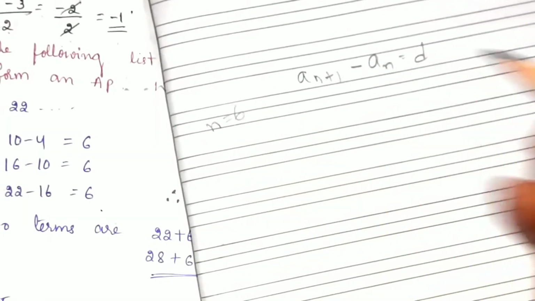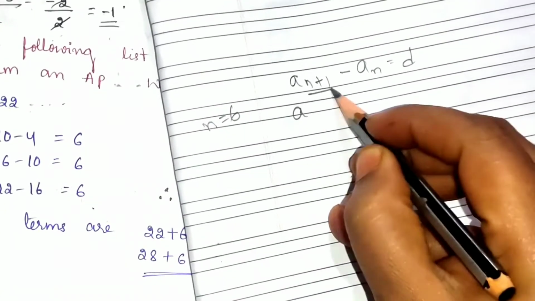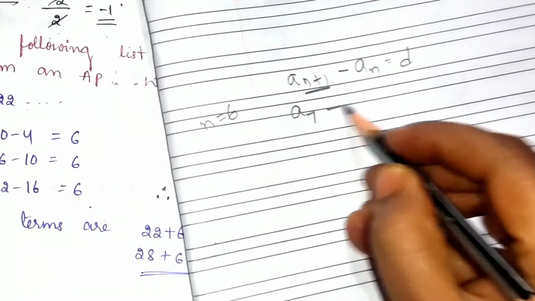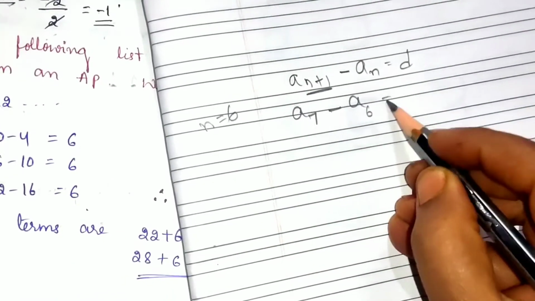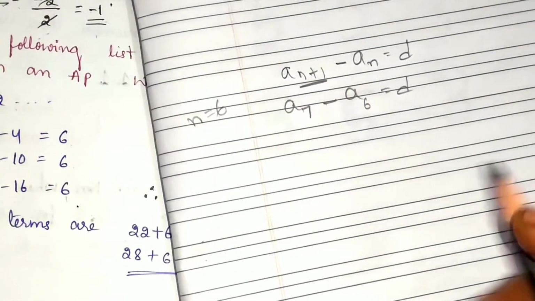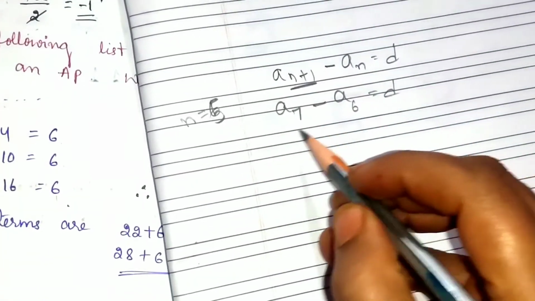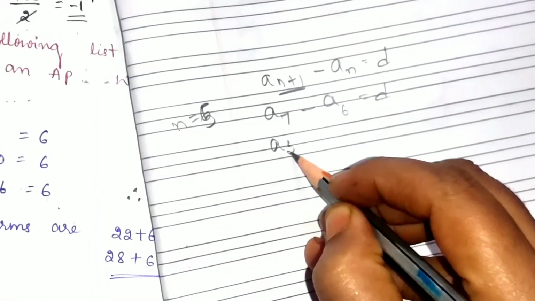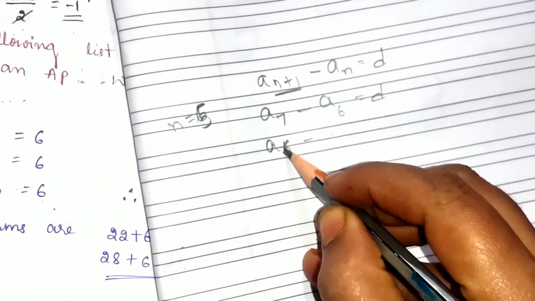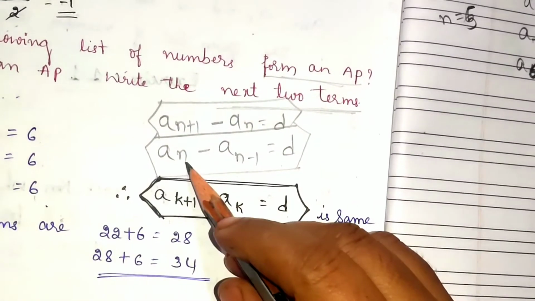Now take n is equal to 6, or any number. Now what will be n plus 1? It is 7, and 7 minus 6 will give you the difference. Is it not the same? Or if you take any number, take 5 itself, n is equal to 5, then the 6th term minus the 5th term is d. See, the same meaning.